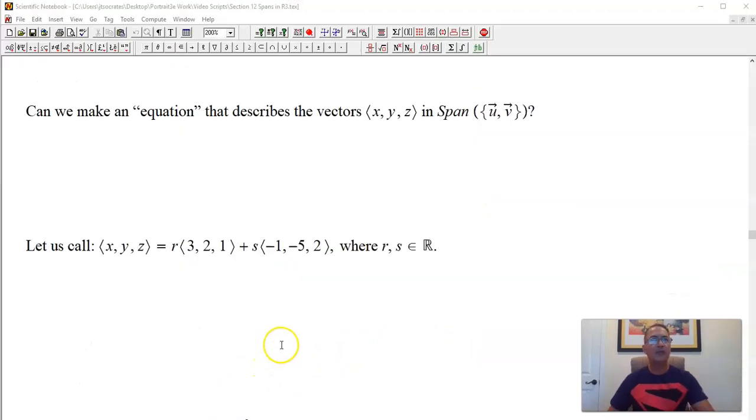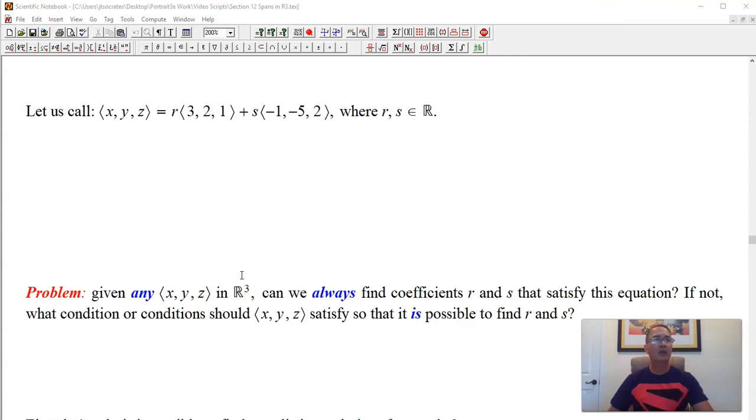So, to understand what's going on with the span of these 2 vectors, let's try to make an equation that describes the vectors that belong to the span of these 2 vectors, just like what we did for the span of one single vector. So again, let's give it a name. Let's call (x, y, z) the linear combination r times (3, 2, 1) plus s times (-1, -5, 2). So our problem now becomes: if you're given any vector (x, y, z) in R3, can we always find coefficients r and s that satisfy this equation?